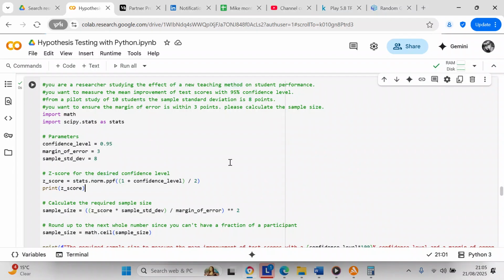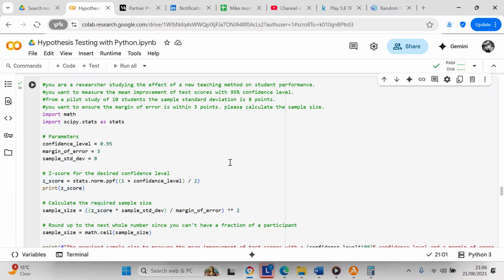So we're going to calculate the z-score. The z-score equals stats.norm.ppf of (1 plus confidence level) divided by 2. Norm is a normal distribution, and ppf is the percent point function, and basically the z-score is 1.96.